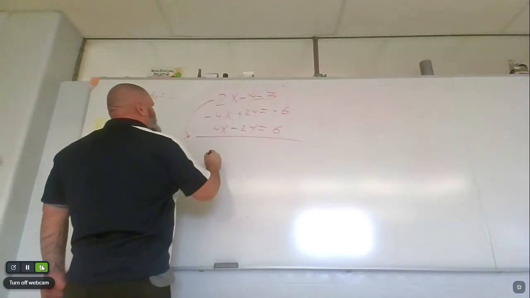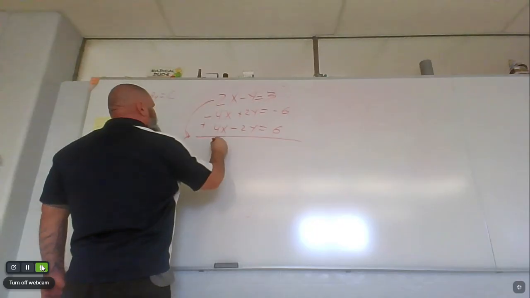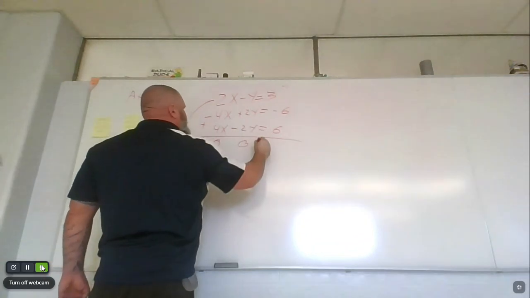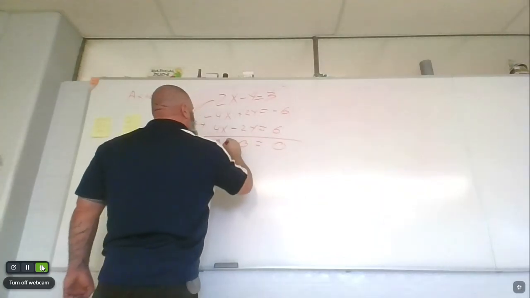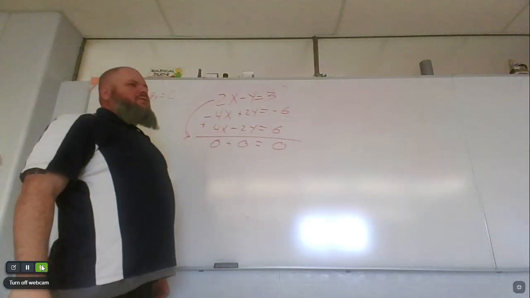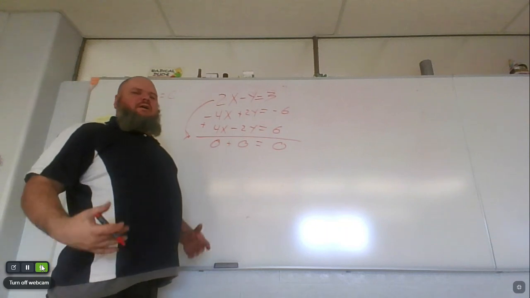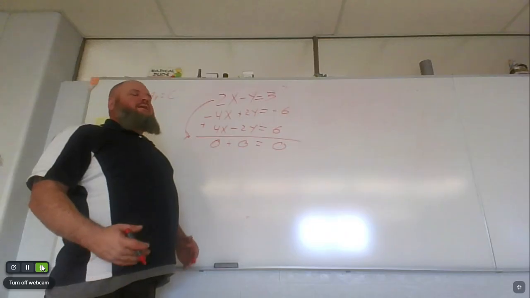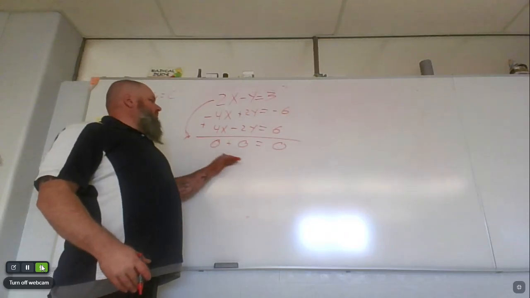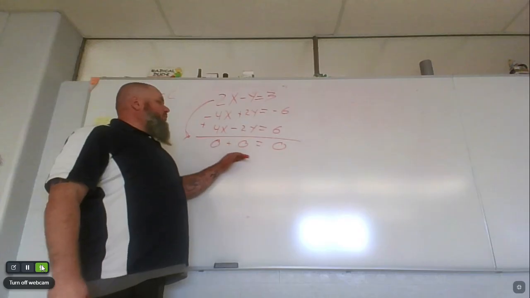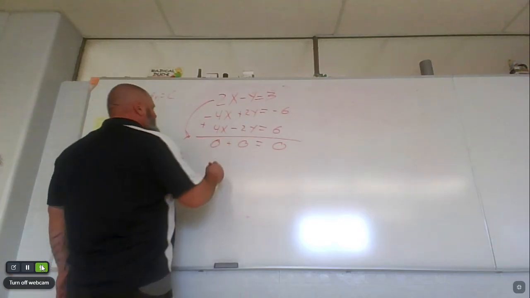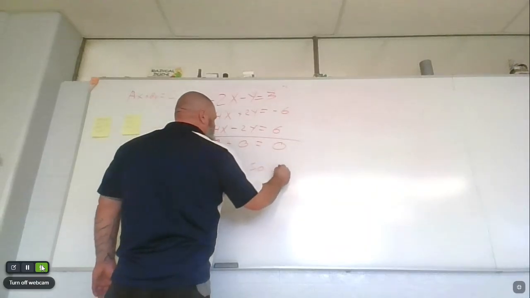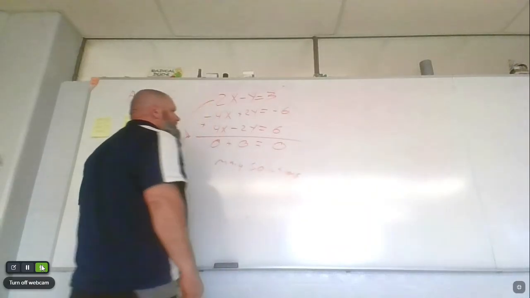Now let's take a look at what we've got here. Negative 4x plus 4x is 0. 2y plus negative 2y is 0. But negative 6 plus 6 is also 0. So now we have 0 plus 0 is 0. Is that a true statement? Yes, it is. 0 plus 0 does in fact equal 0. So even though we have a bunch of zeros, if you have all zeros, then this means it has many solutions. Infinitely many solutions.